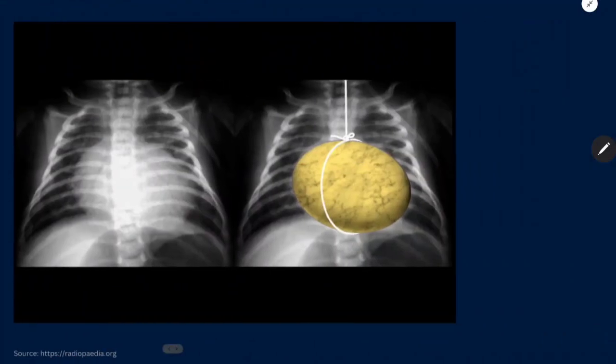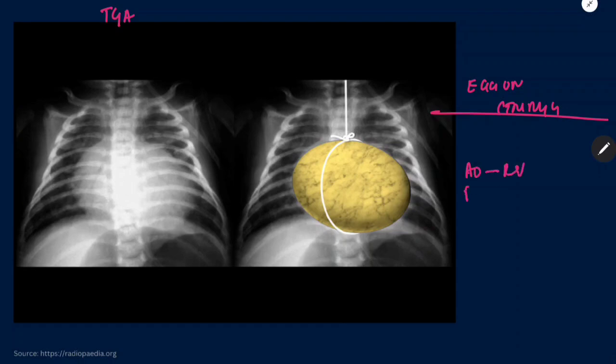Okay, next one, the Egg on string appearance. What is this Egg on string appearance? This is seen in TGA. TGA is nothing but transposition of the great arteries. What is this transposition of great vessels? Simple. The aorta is going to arise from the right ventricle and the pulmonary artery is going to arise from the left ventricle. So everything is reversed over here. That's all. Okay, so what is the hemodynamics over here?